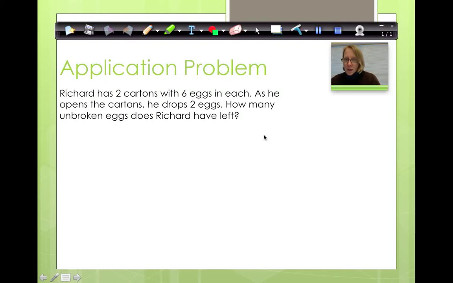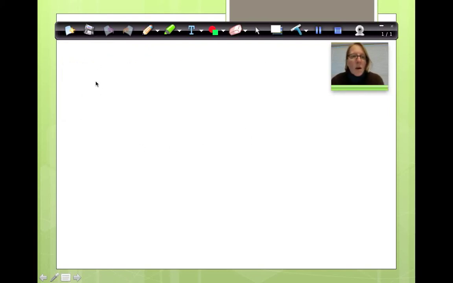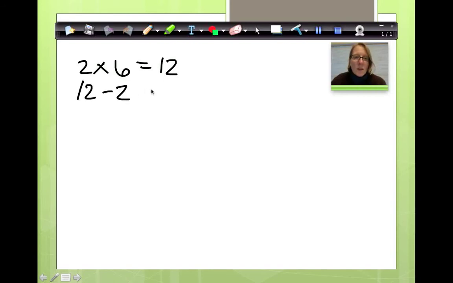Let's see if I can go there. There we go. Okay, so I wanted you to keep them in mind. We had 2 times 6 equals 12. Then we also had 12 take away 2 equals 10. Now I wonder if I can combine them. So I'm looking to see what I have in common.